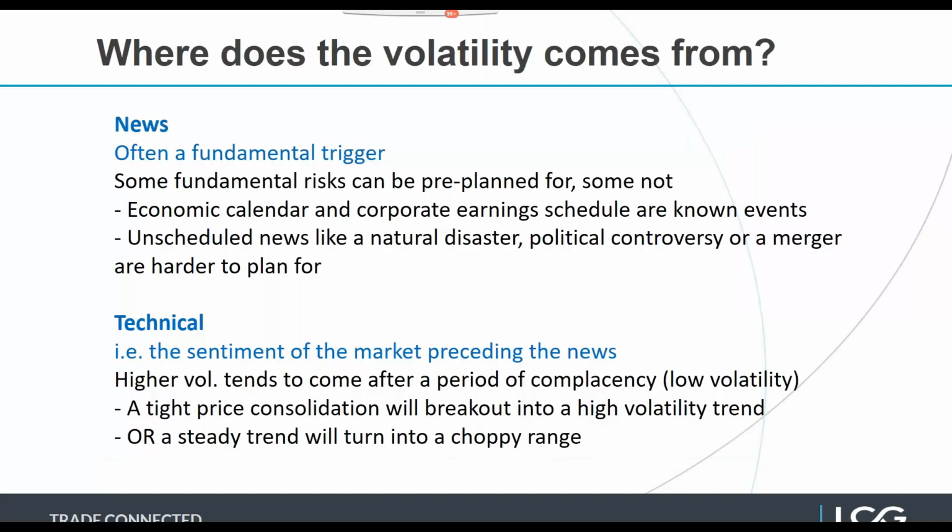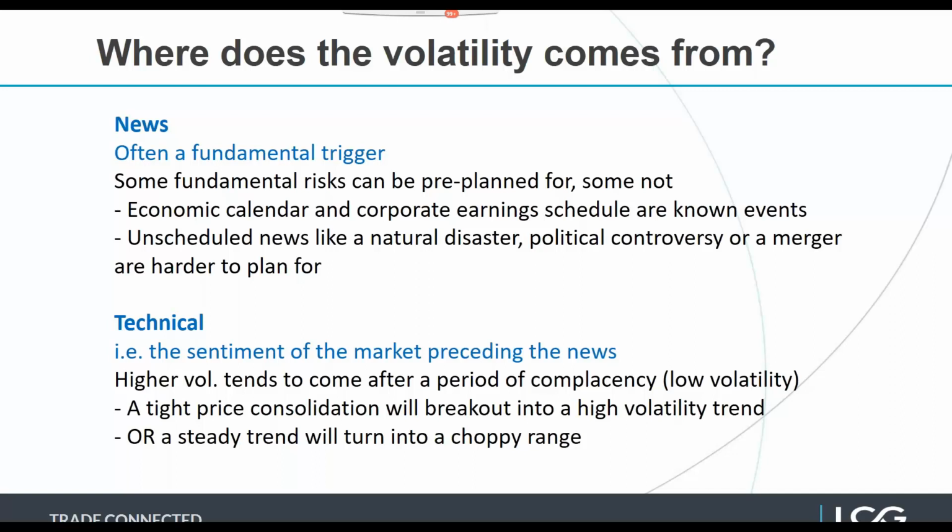Now, where does it come from? Often you'll find that there's a fundamental trigger to the kickoff in volatility. A recent example being that we had much higher than expected wage growth data in the US in January, and so when that data was released in February, it caused a bit of a shock and actually triggered the correction in equity markets.